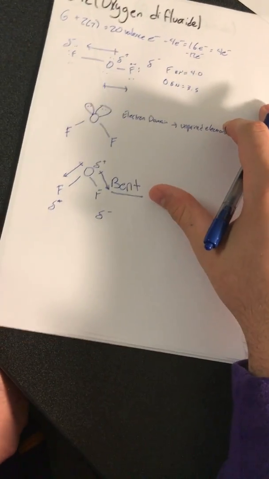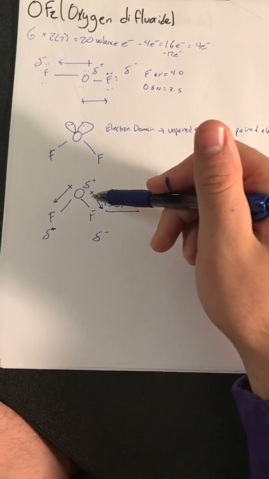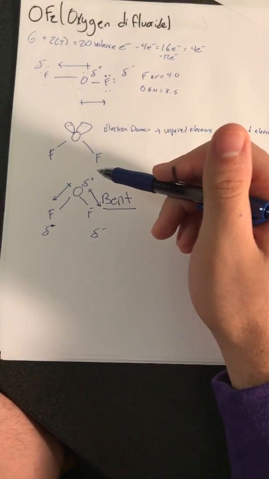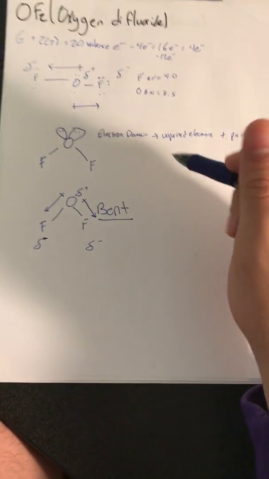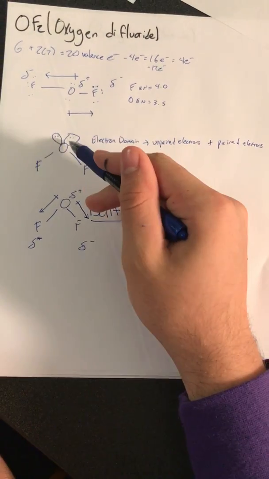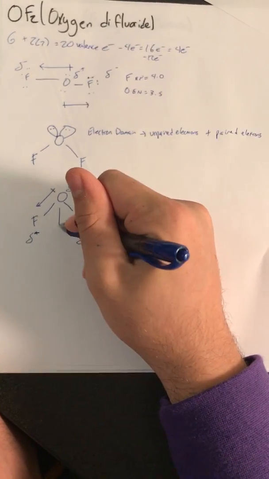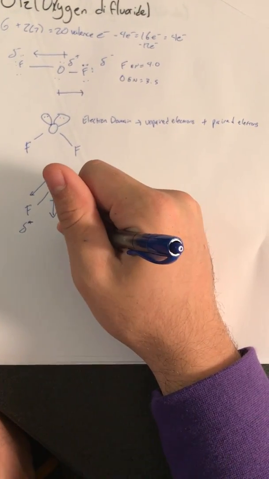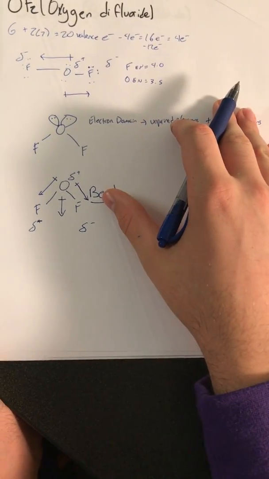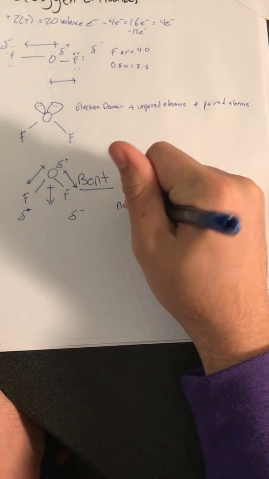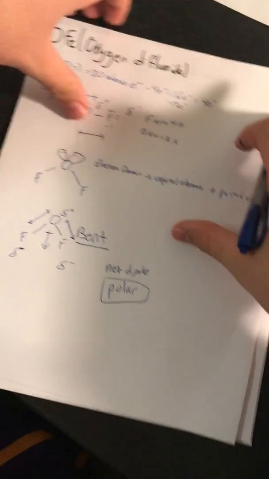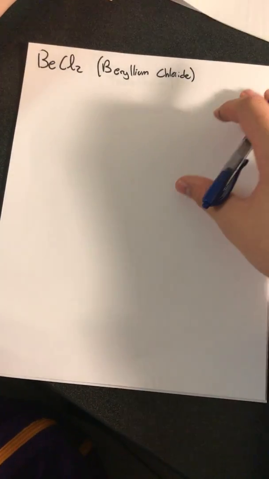And then the net dipole: because all the domains on the central atom are actually not the same, because of the sets of unpaired electrons, in addition to the fact that the net molecular dipole goes downward and does not cancel, then this molecule does in fact have a net dipole and is polar.